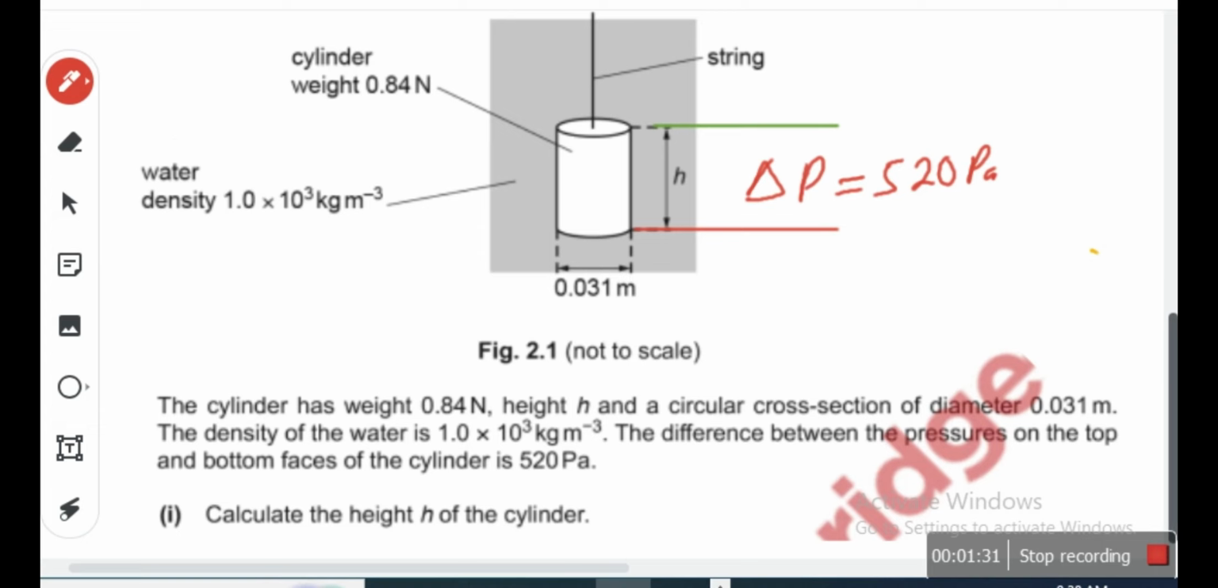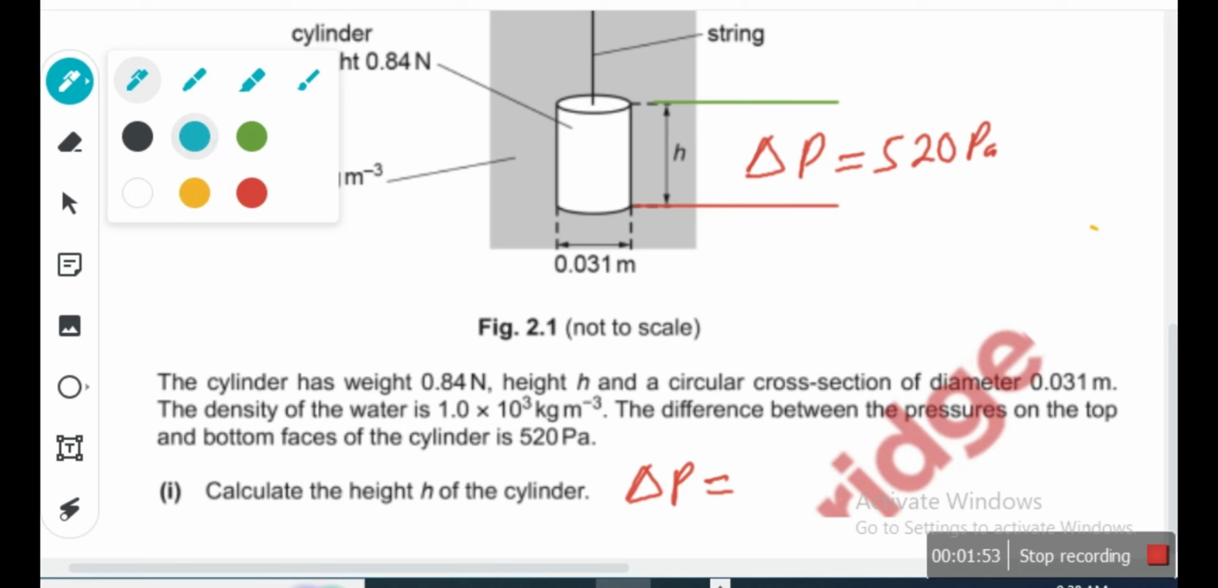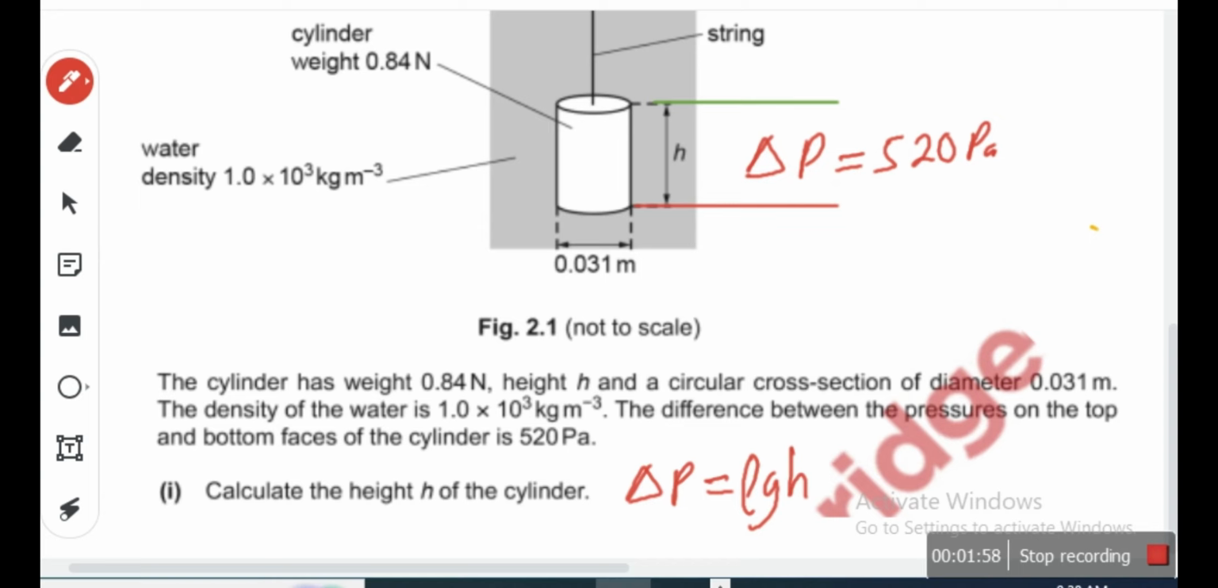meter square. What's the formula for finding pressure in a liquid or fluid? Go ahead, I'm listening. Good. Change in pressure in a liquid is rho g h. What does rho stand for? Density, g is gravitational field strength, h is depth. And that's what you're asked to find. What's the value of that change in pressure we're given?